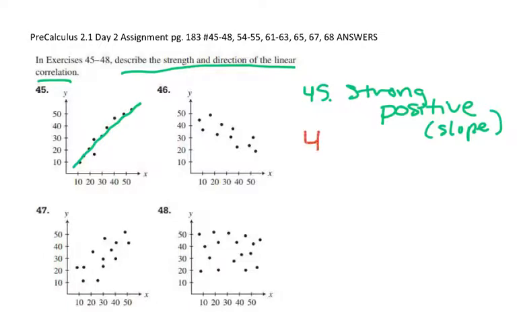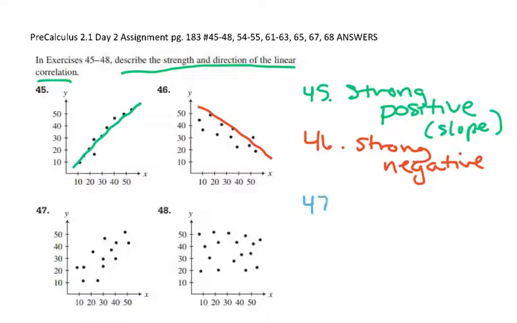Alright, then in 46, you can see that it's a negative, okay? You can also see that it's pretty strong as well. It's pretty much around there. So you can either say it's strong or weak. I'm going to say it's strong, and I'm going to say that it's negative, of course, because the slope of that line is negative.